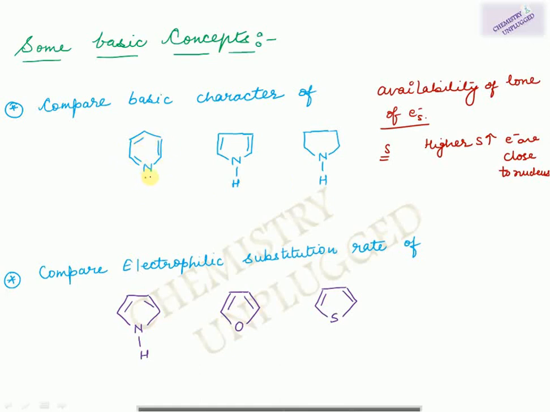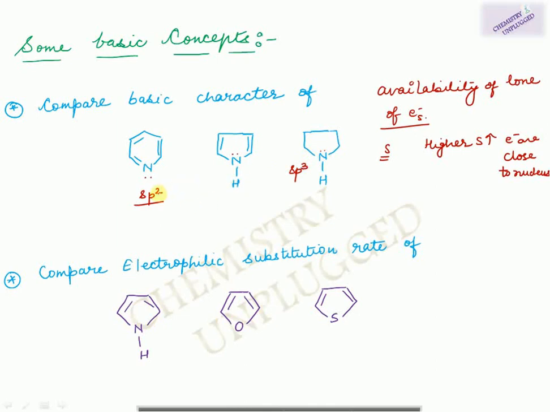So in case of pyridine, the lone pair of electrons is available to be donated, but this nitrogen is sp2 nitrogen. It has sp2 hybridization. In case of pyrrole, the lone pair of electrons is part of this aromatic ring, so it is not freely available to be donated. So it cannot show a good basic character. In case of pyrrolidine, the lone pair of electrons is free to be donated and this nitrogen is sp3 hybridized.